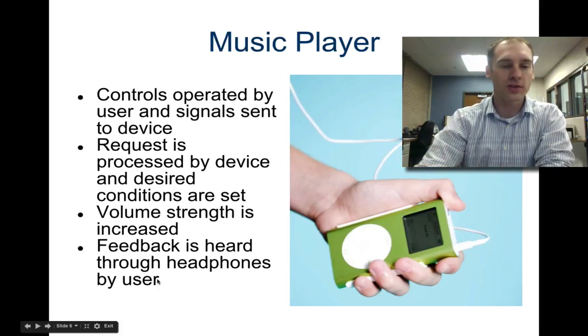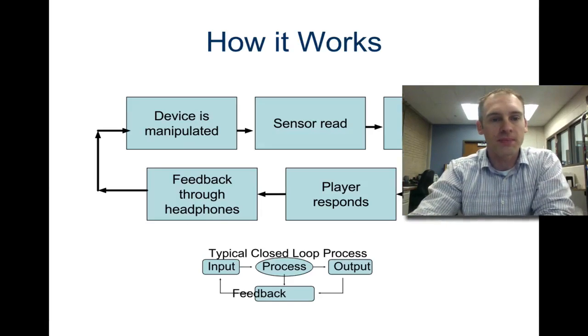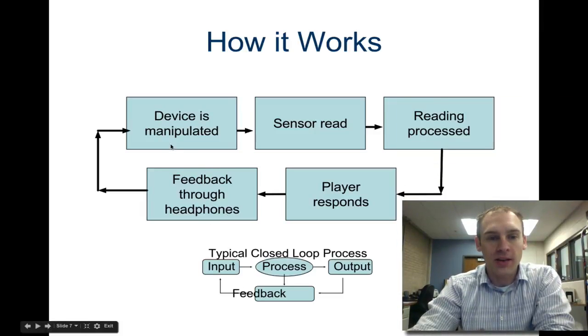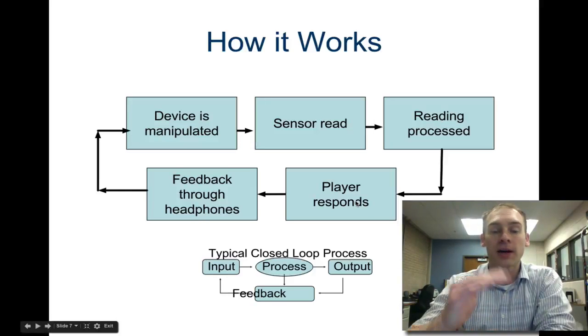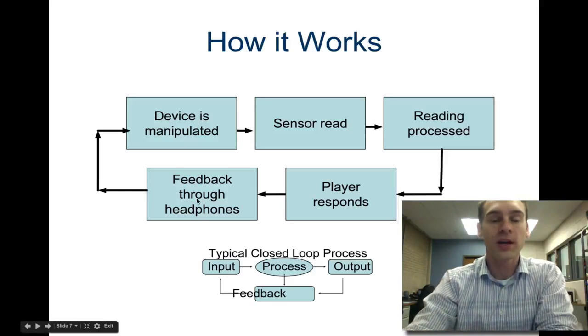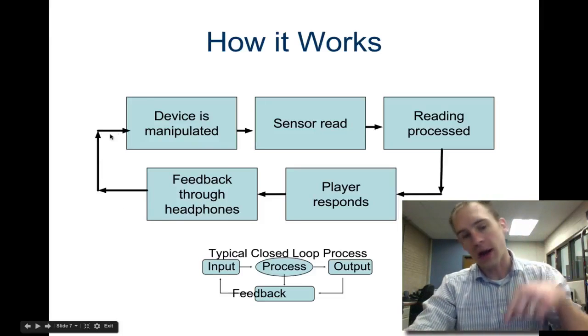It is heard through the headphones by the user. And if it's too loud, then you're like, oh, I gotta turn that down. And if it's too quiet, then you turn it up. So again, here's how this works. The device is manipulated, the sensor is read, the reading is processed in the machine itself, in your music player. The player responds by an increase or decrease in volume. You hear it, you go deaf, and so you turn the volume down.